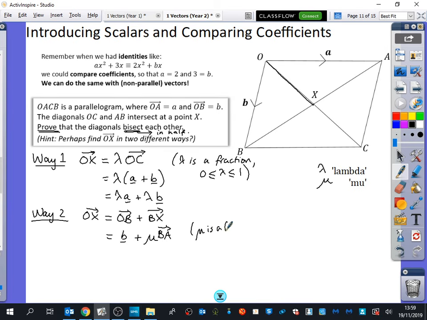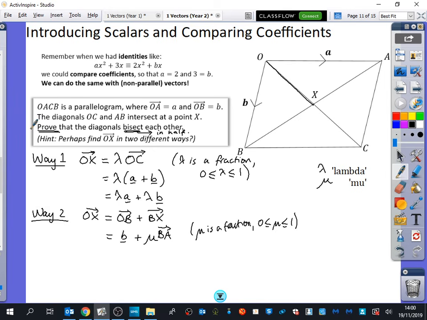This time, mu is a fraction, and mu is between 0 and 1. We know what the value of mu is, though. What is the value of mu going to be? It's going to be a half, otherwise geometry doesn't work. So we know that the answer is that lambda is a half and that mu is a half. But this word prove doesn't mean you can use that. It means you have to, at the end, show that it is a half.